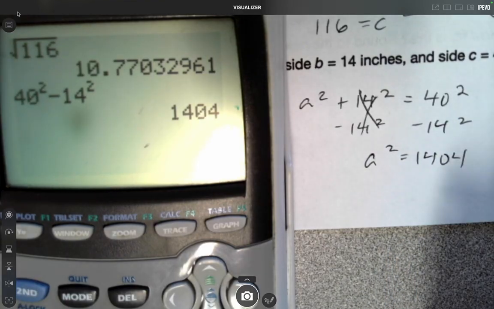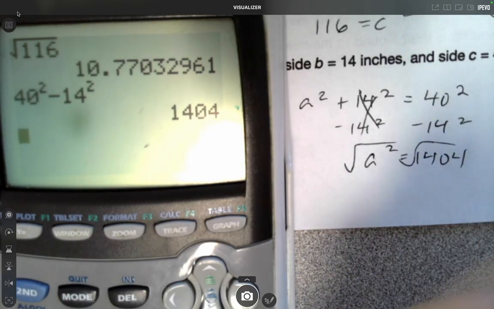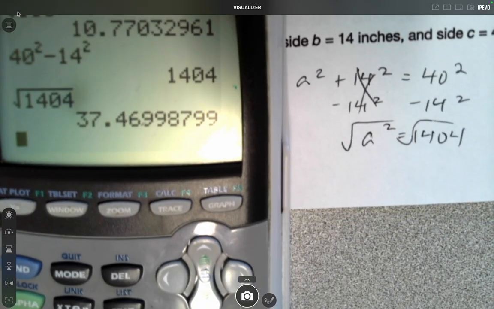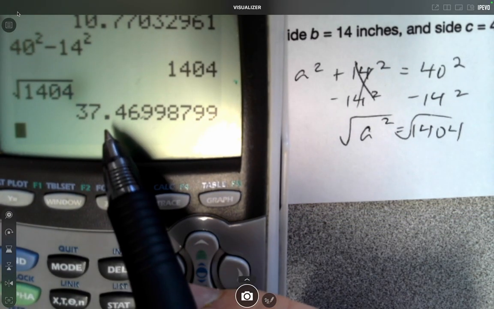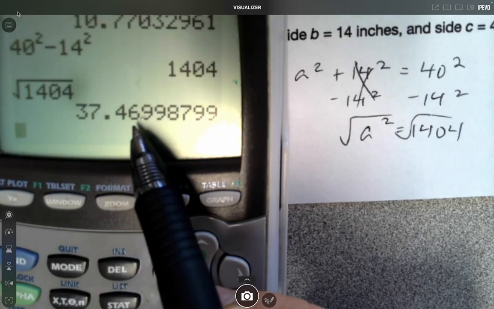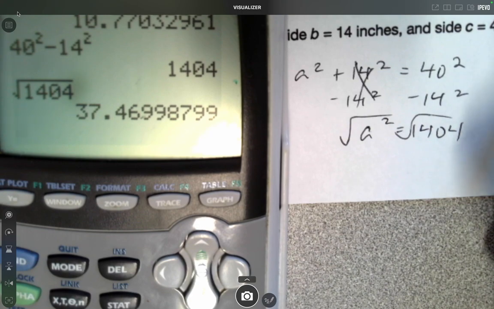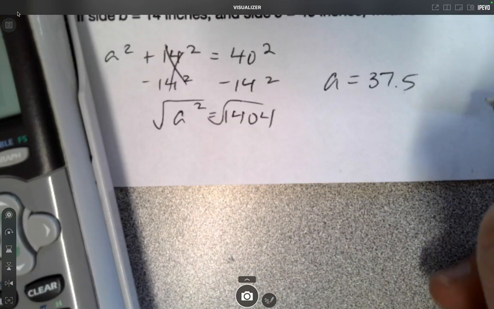Then to get rid of the squared on the A, we take the square root of both sides. So the square root of 1404, we round that to 37.5 because the number after this is 5 or higher. So we'd round this up to 5, and so we'd say A is equal to 37.5 inches.